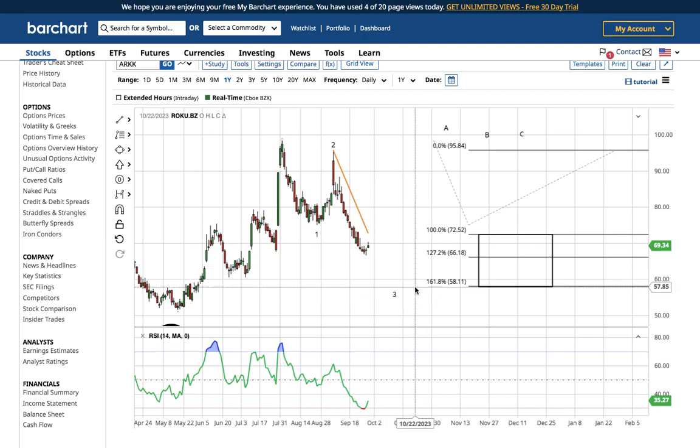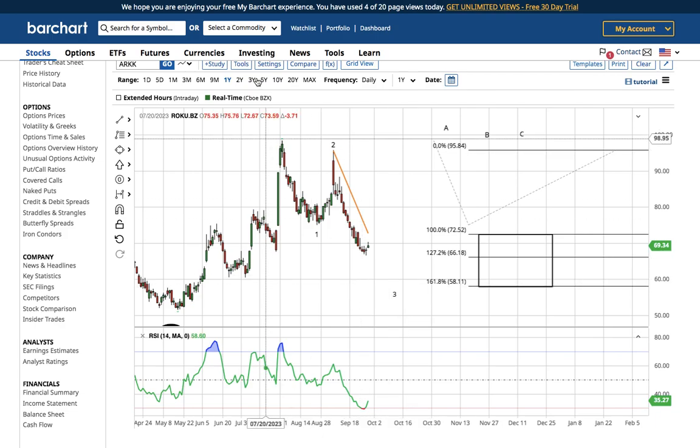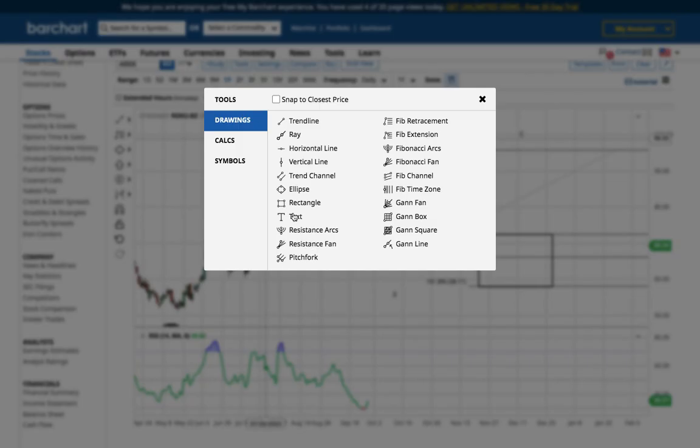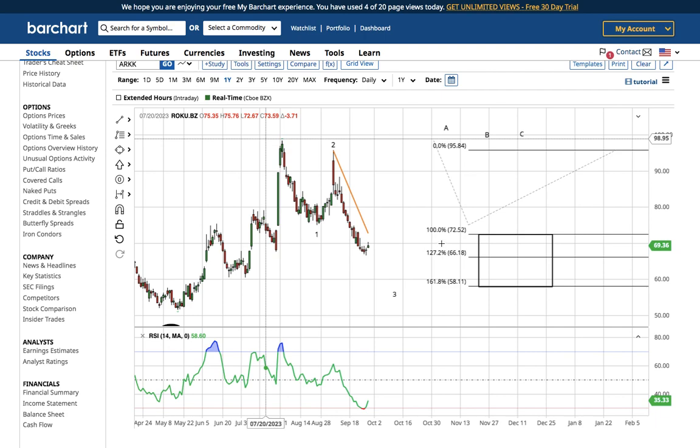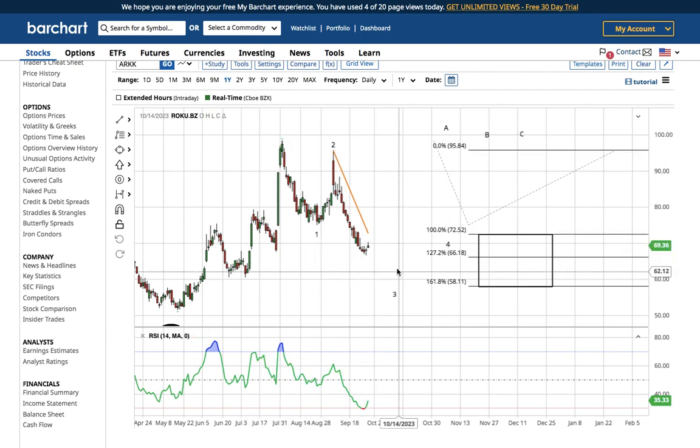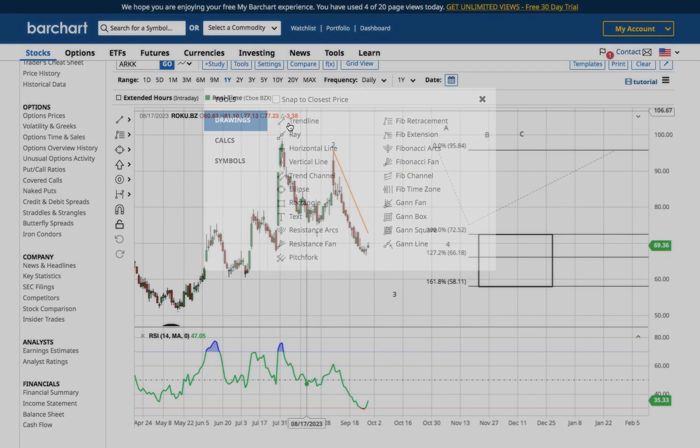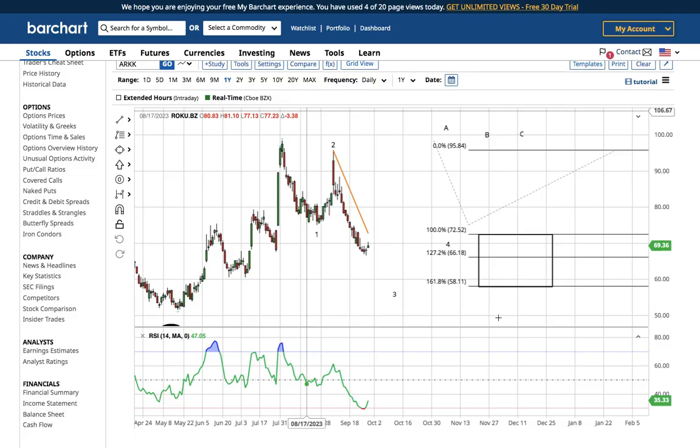But let's say Roku did go down and went below 58.11. Let's say it went below 58. It really broke 58. That would give credence to the bear argument that this is not an ABC correction. It's 1, 2, 3, 4, 5 waves down, right? So I just wanted to show what the other scenarios would be.